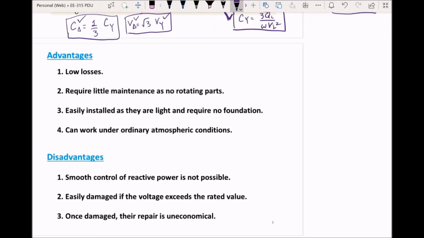So these are the advantages, and after discussing the advantages, there are definitely some limitations as well. The first disadvantage is that smooth control of reactive power is not possible, especially when the system needs to be connected or disconnected. However, this can be controlled with the help of a synchronous condenser, which we'll study in the next slide. The second disadvantage is that they cannot withstand overvoltage above 10%. And the last disadvantage is that they are hard to repair, and once they are damaged, they are usually replaced.